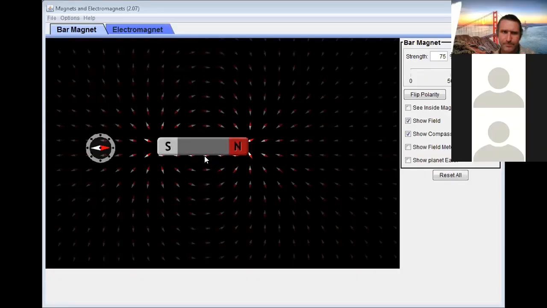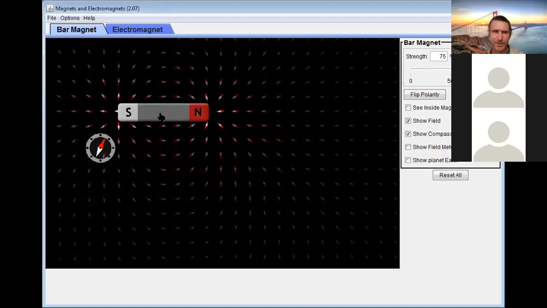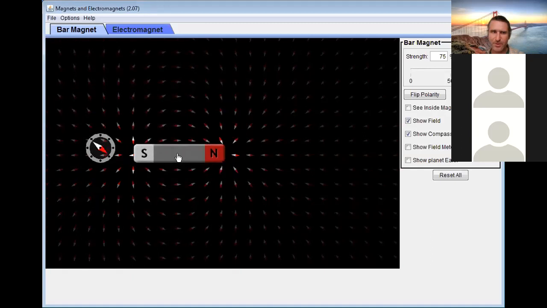So maybe I'm just going to share one more thing here, which is a little simulation. Maybe this helps, maybe it doesn't help. I'm not really sure. But in any case, notice that the compass, that's like the compass that I was holding in my hand, it turns to point where the South Pole is. So in other words, a North Pole points to a South Pole.